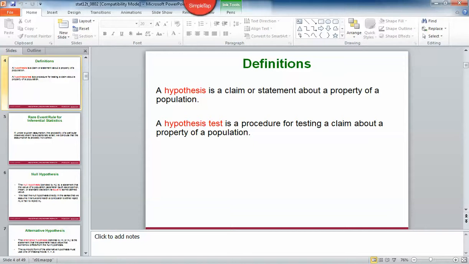So what is a hypothesis? I'm sure this isn't the first class where you've seen hypothesis. A hypothesis is a claim or statement about a property of a population. That's what it is regarding statistics. A hypothesis test is a procedure for testing a claim about a property of a population. So when we actually go through and do the test, that's the procedure for testing a claim about some property, whether it's a proportion, a mean, a variance, a standard deviation of a population.